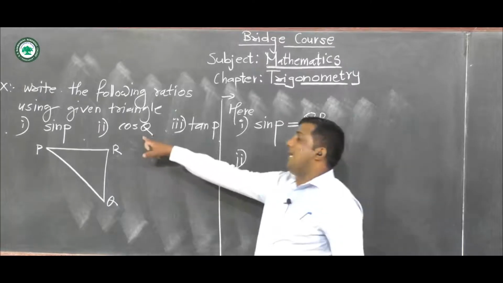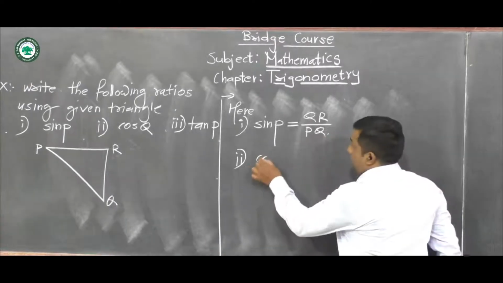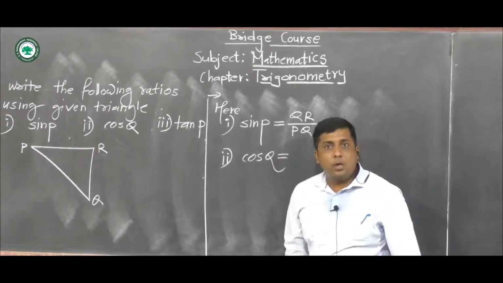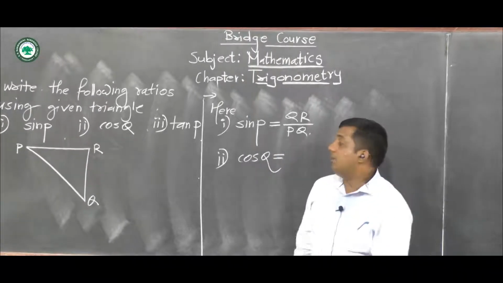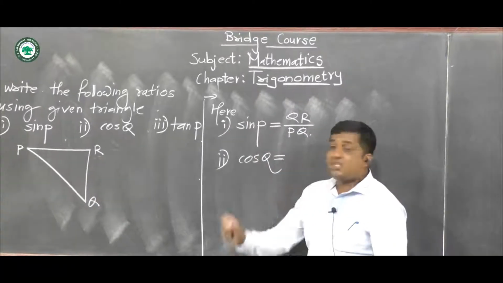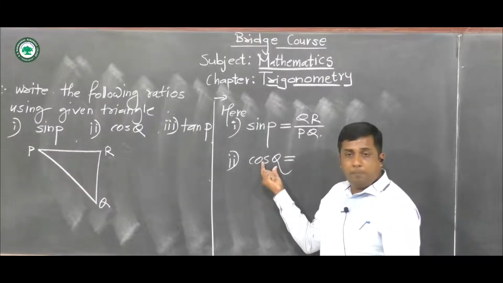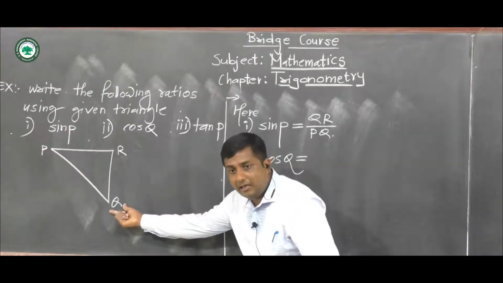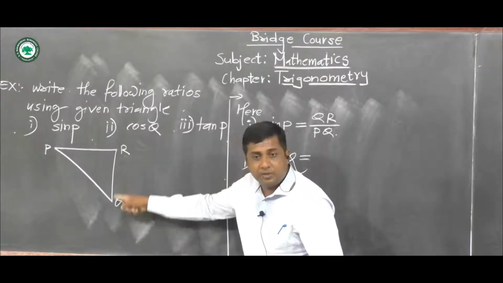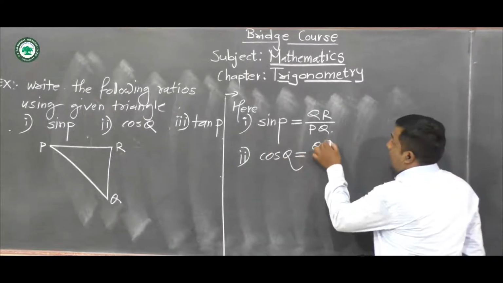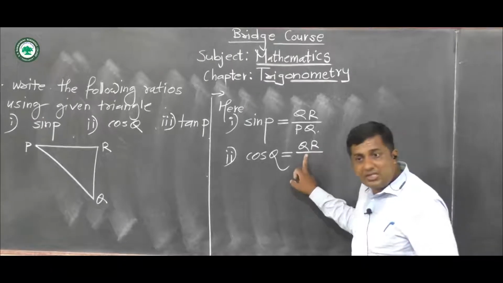Then we define the second one. Here cos Q is given, so cos Q is equal to... for cos Q again we consider the hypotenuse PQ and the adjacent side of angle Q. The adjacent side for angle Q is QR. So cos Q is equal to QR, that is, the adjacent side.